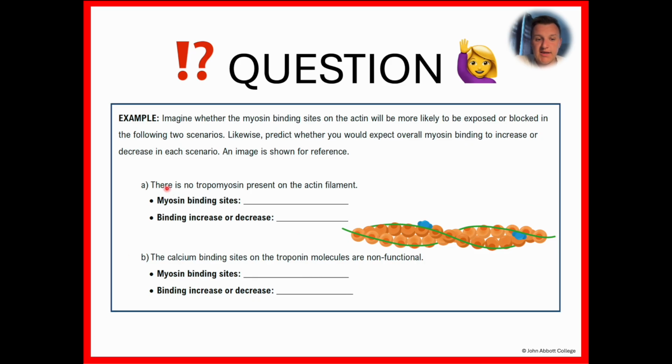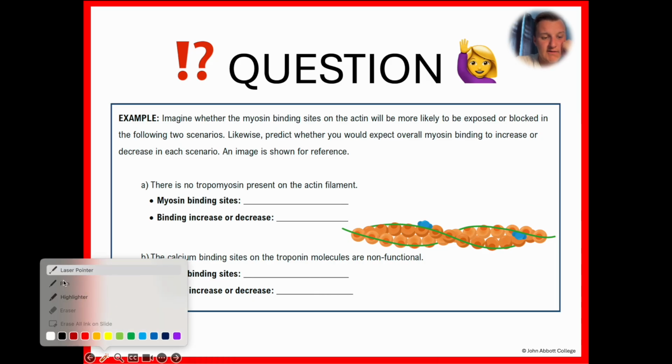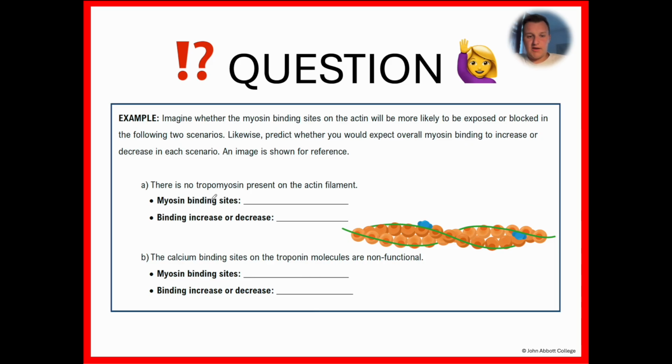The first situation is there is no tropomyosin present on the actin filaments. So over here, I want you to talk about the myosin binding sites. Is binding increased or decreased, right? And then over here, the calcium binding sites on the troponin molecule are non-functional. What would happen to the myosin binding sites, and would binding increase or decrease, okay? Alrighty. So pause the video and take a crack at this. When you're ready, unpause and we will go through this.